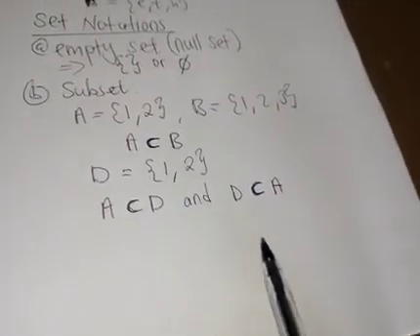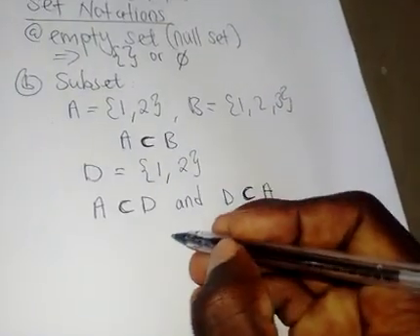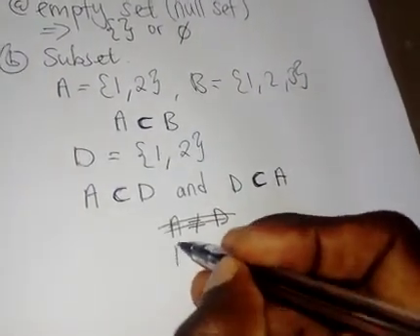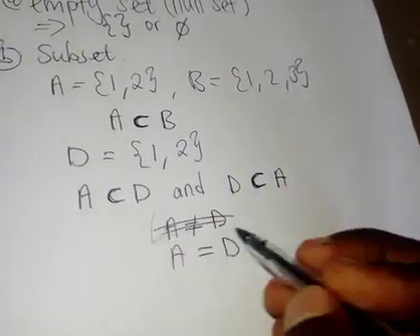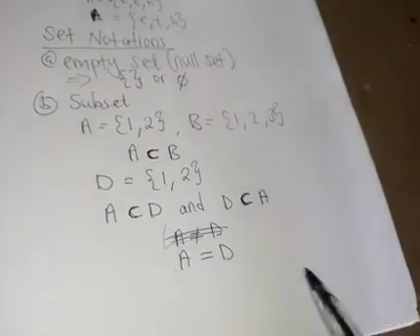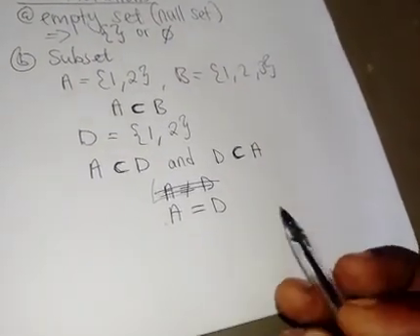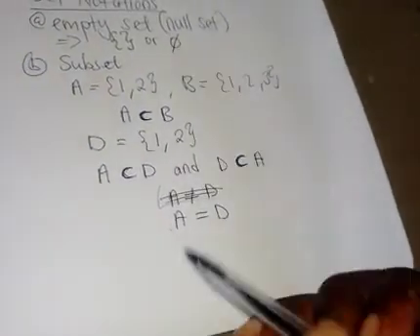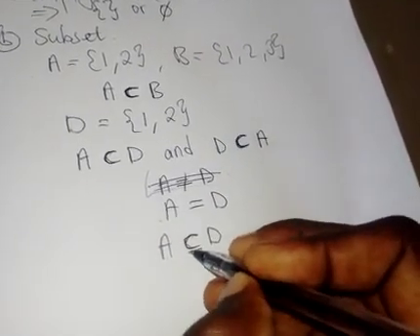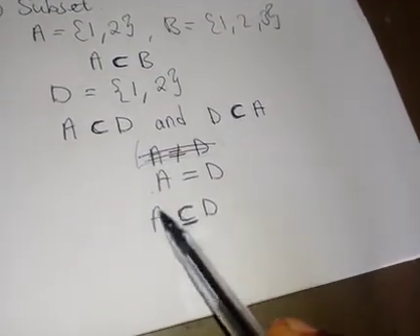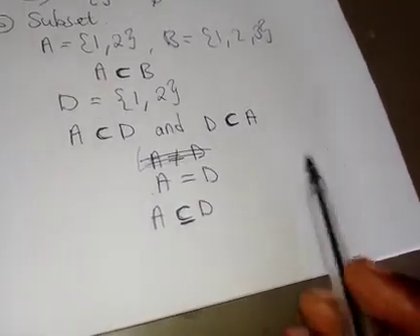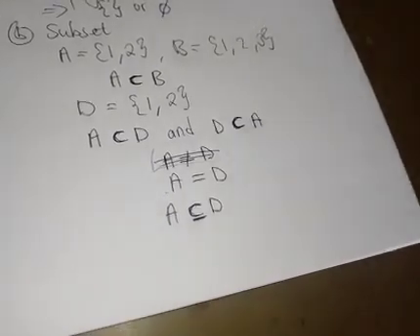If two sets are subsets of each other, what does that imply? That simply means A is equal to D. Just ignore the earlier mistake. It should be A equals D. If two sets are subsets of each other, those sets are simply equal sets. To summarize this statement, we can say A is a subset of D and also equal to D. So this symbol means that A is a subset of D, and D, despite being a subset of A, is also equal to A. So these are equal sets. Okay.